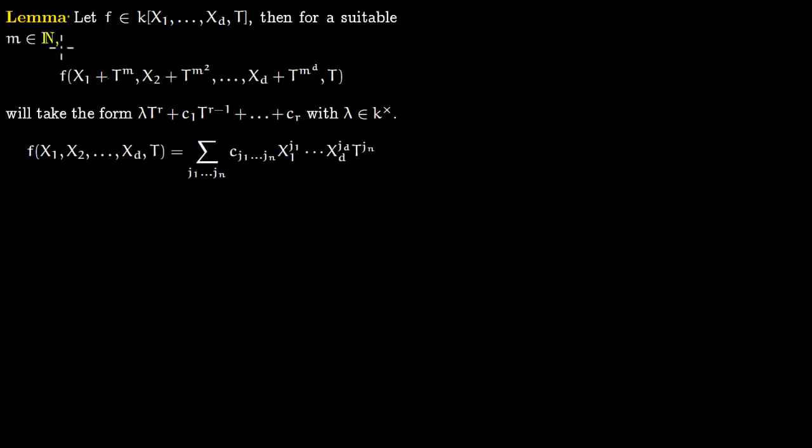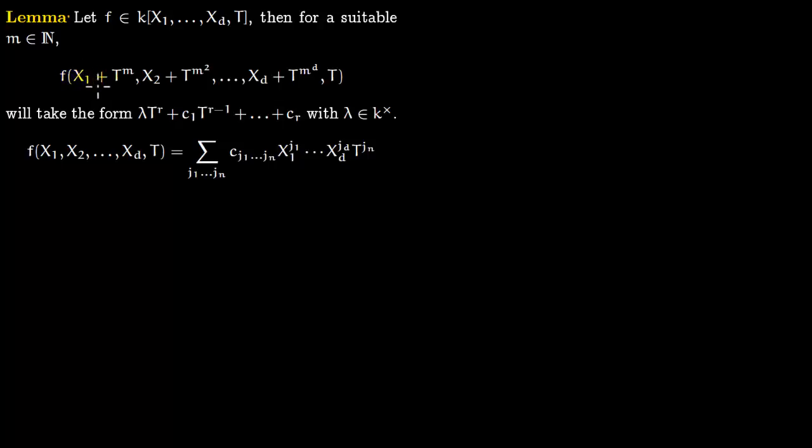In this lecture, we talk about a very important lemma which will be used in the proof of Noetherian normalization theorem. So we start with some polynomial f in k[x1, x2, all the way to xd, t], so in this polynomial ring. Then for a suitable m, which is a natural number, we do some transformation of f.